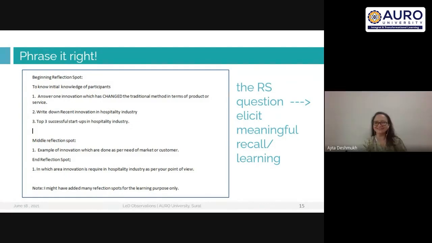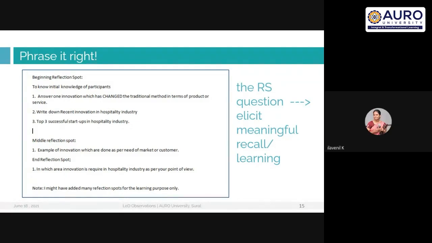Agree. Okay, Dr. Richa says agree. So yes, the point is that when we use an RS, we actually use all these questions very often during our sessions, as ma'am said, to bring in that emotional connect, to keep it as an icebreaker, to make the content relatable. But when we say a reflection spot, it is slightly more than that.